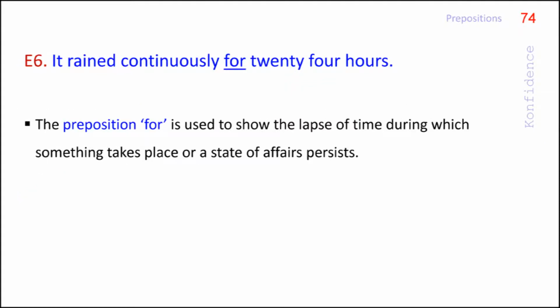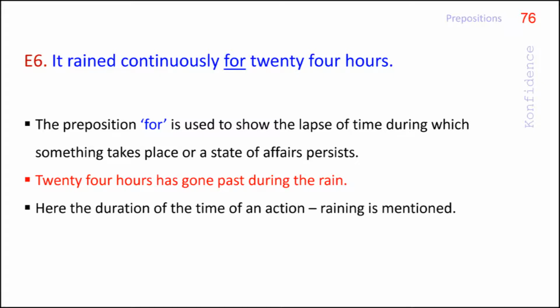And finally, the preposition for. It is used to show the lapse of time during which something takes place or a state of affairs persists. The given example says that 24 hours has gone past during the rain. Here, the duration of the time of an action, that is raining, is mentioned.